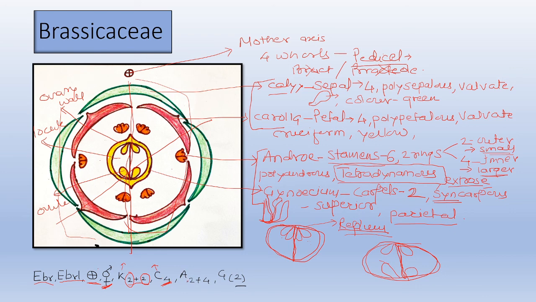Then next is the androecium, which consists of 6 stamens. The stamens are arranged in 2 whorls, the outer consisting of 2 and the inner consisting of 4. These outer 2 are shorter and the inner 4 are longer in length. Tetradynamous condition. The innermost, important central one is the gynoecium consisting of 2 carpels which are fused, so syncarpous with a superior ovary. So this is about the family Brassicaceae. Thank you.